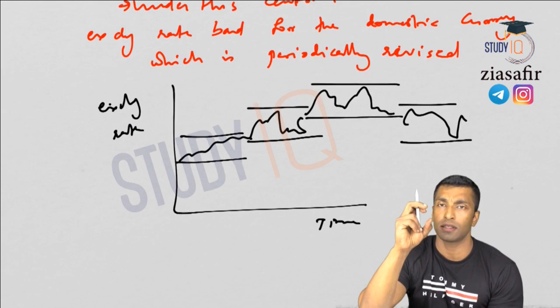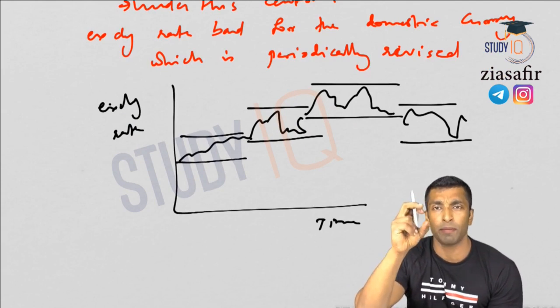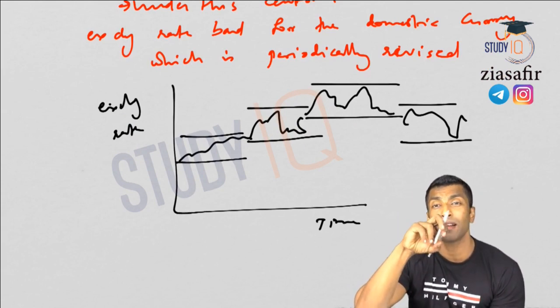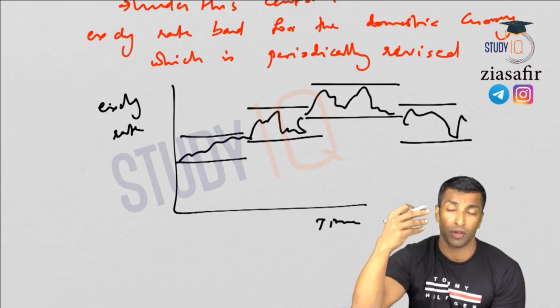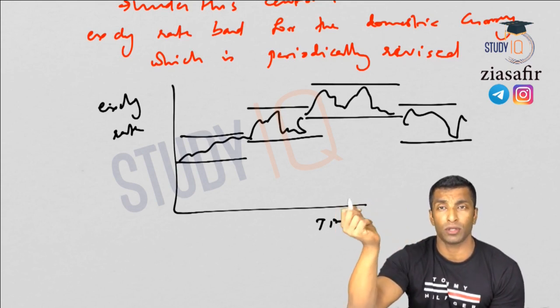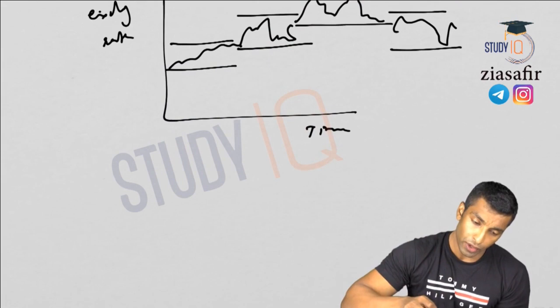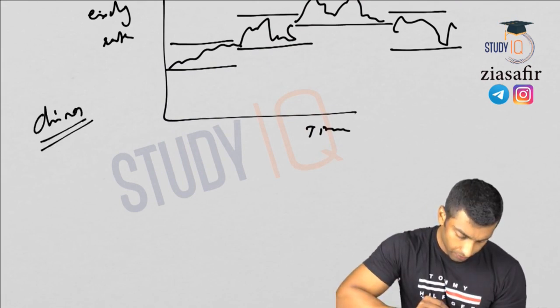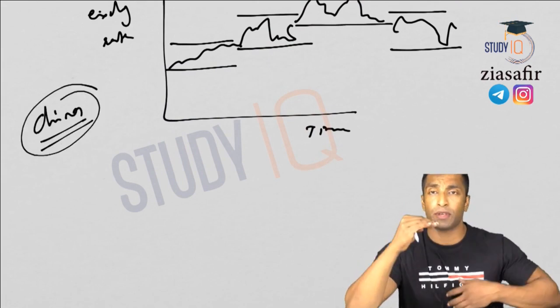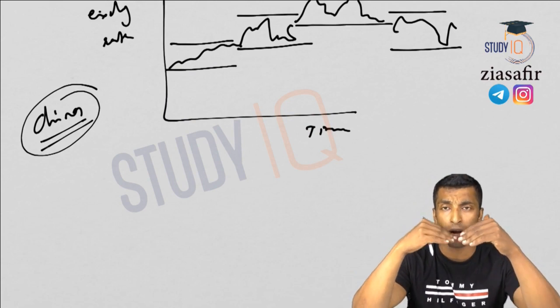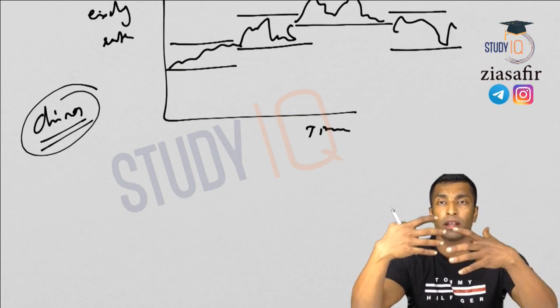So the central bank fixes the band, which has an upper limit and a lower limit, but that band will be periodically revised. That may increase, that may decrease. So it all depends on the central bank. So who's following this? China is actually following this. So they fix this upper and lower limit. Not only are they fixing it, they periodically revise it.